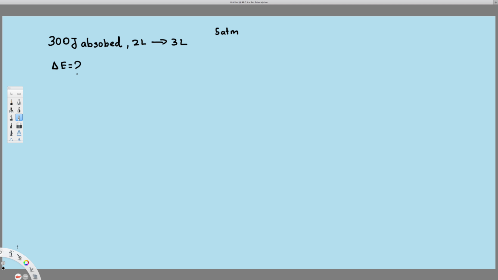Let's do this problem right here. So here they are saying 300 joules is absorbed by a system and it's going from 2 liters to 3 liters at 5 atm, right? And they are asking for the change in internal energy.